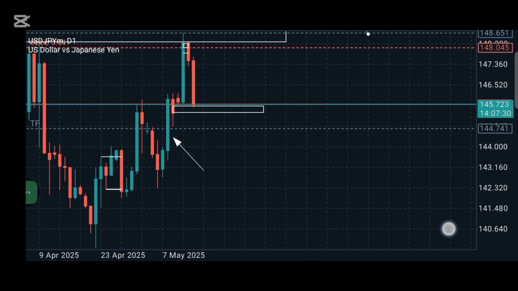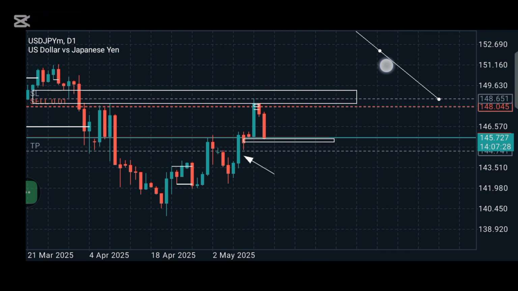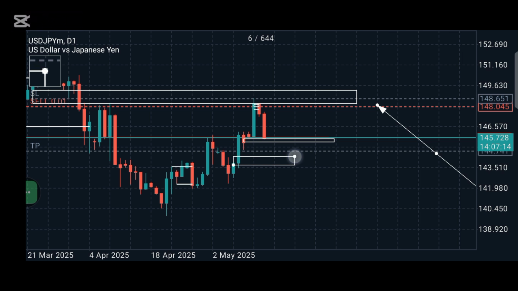If you zoom in, this is my entry, and this is the second day, because this is day one and this is day two. I'm also trading to this imbalance here. You can see this FVG, so you should know what an FVG looks like by now. So I'm actually trading to this daily point of interest, which is this FVG here.